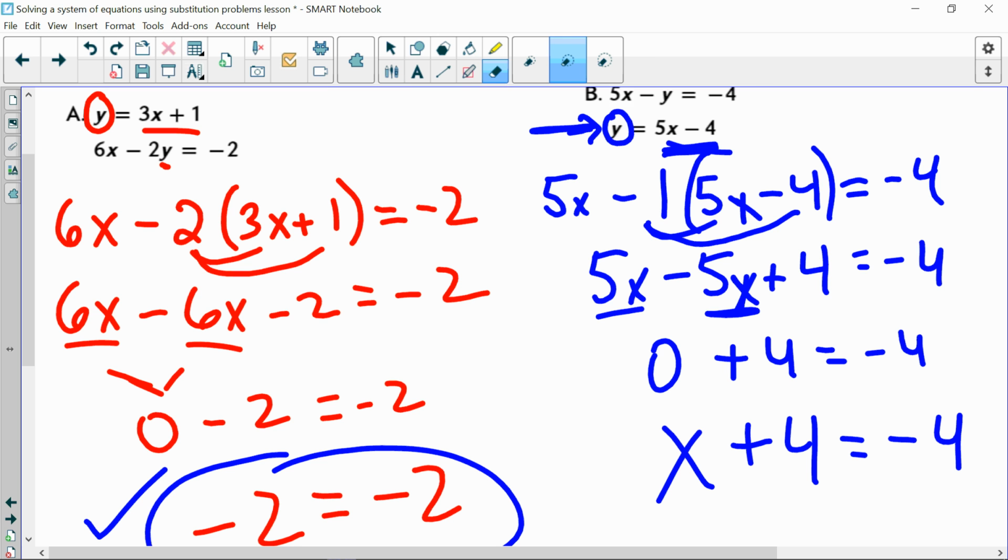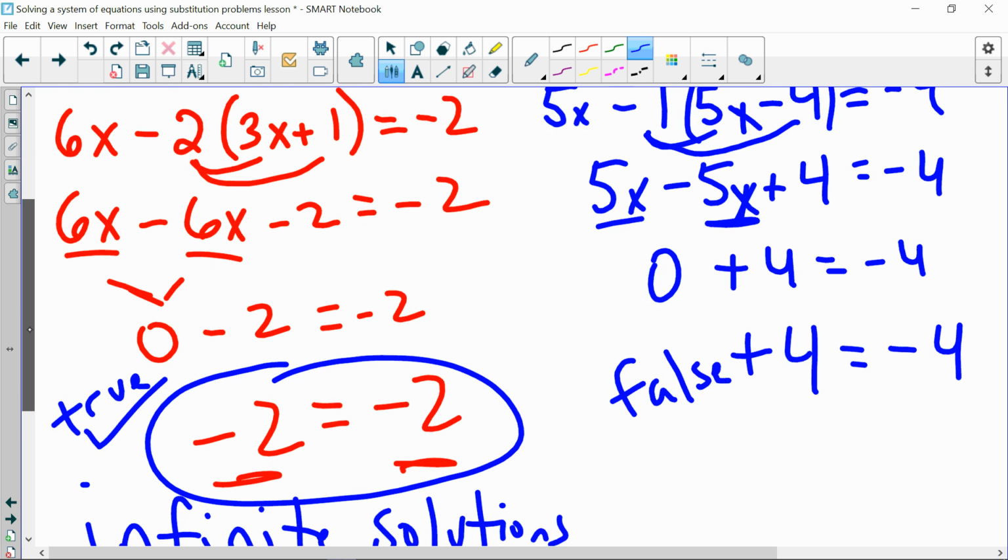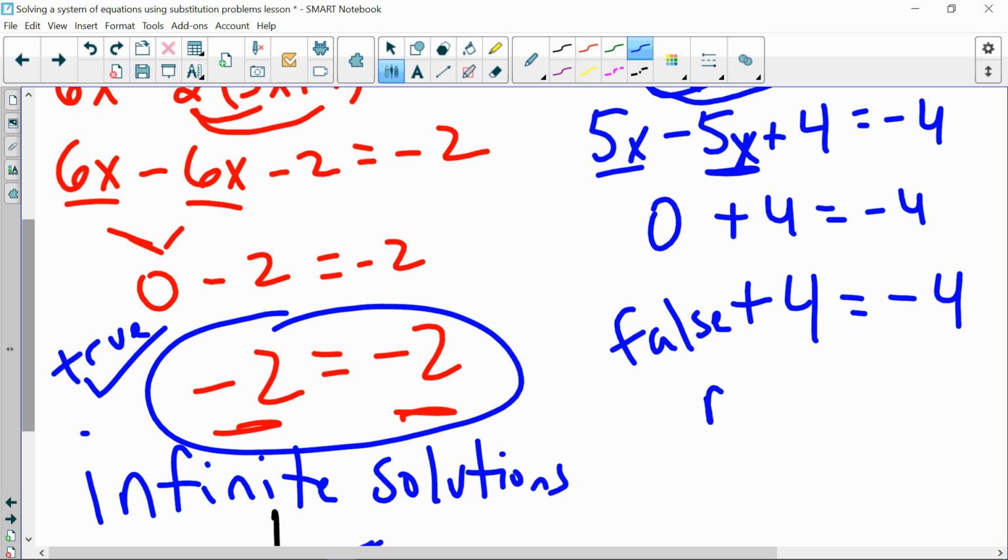Oh boy, that looks like an x. So this I'll write false. So this is false over here. This is true over here. If you get a false statement, like +4 equals -4, that means there is no solution. That just doesn't make sense. That can't. So there is no solution to this scenario.